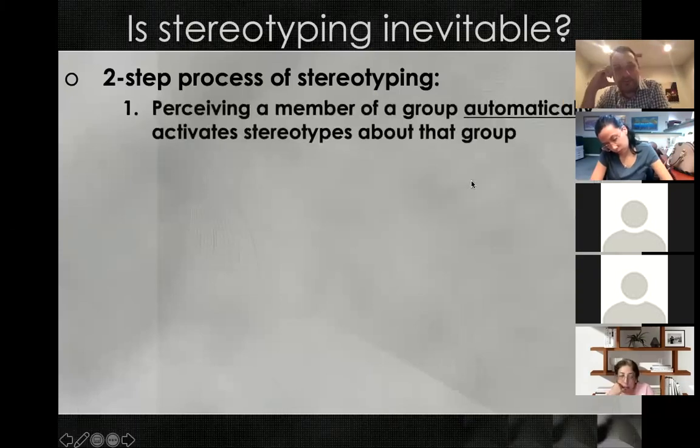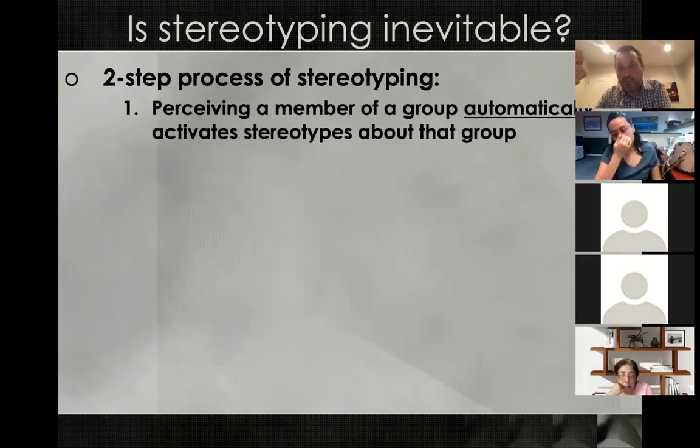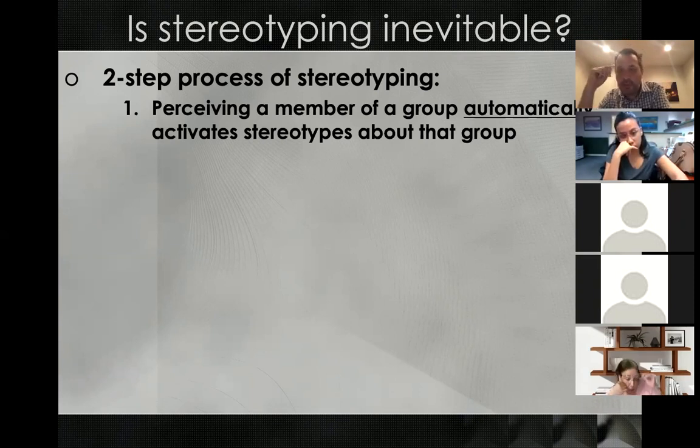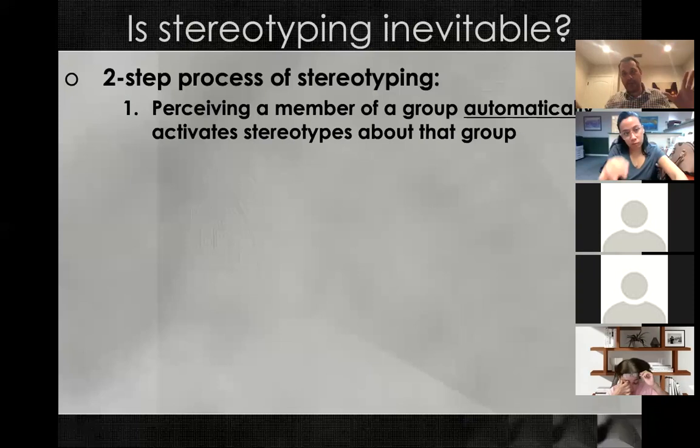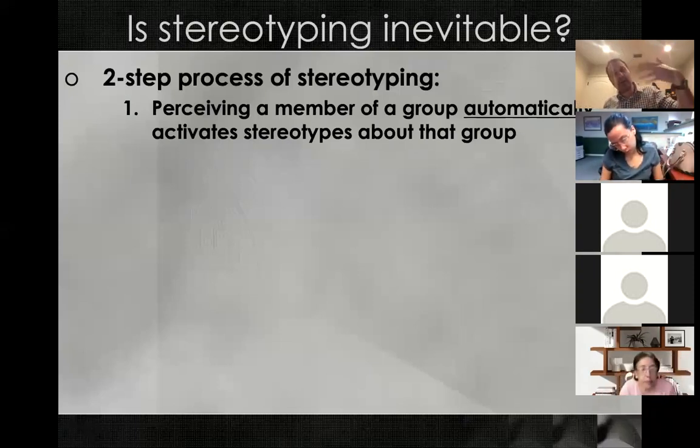First off, when you perceive a member of a group, the idea is that that automatically triggers stereotypes about that group. And this is true among everybody, even if you don't believe in the stereotype, okay? Just coming across someone from a stereotyped group should automatically activate that stereotype.